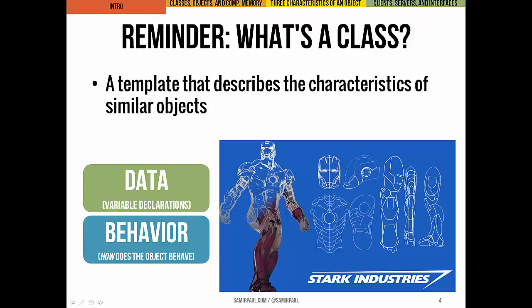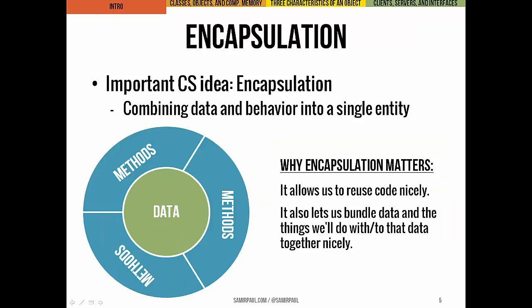Likewise, we think of a class as some kind of software package, or maybe a template that describes the characteristics of similar objects. So here, the way you might visualize it is the blueprint for an Iron Man suit. In it, we specify what data and behaviors, what instance variables and methods a particular type of object will have. The fact that we're taking data and behaviors, or instance variables and methods, and combining them into one single thing, we call this idea encapsulation. We're putting our data and behaviors into one entity. It's sort of an important CS idea to understand.